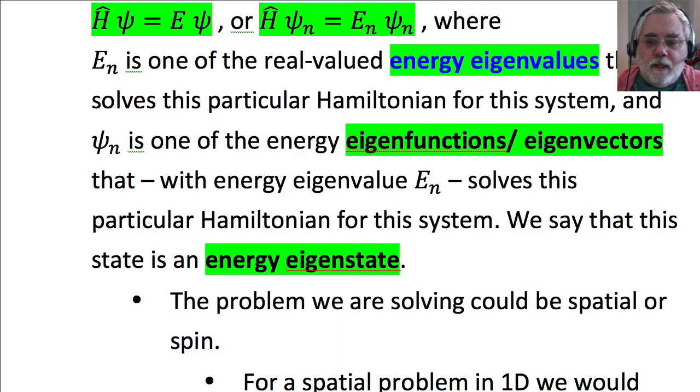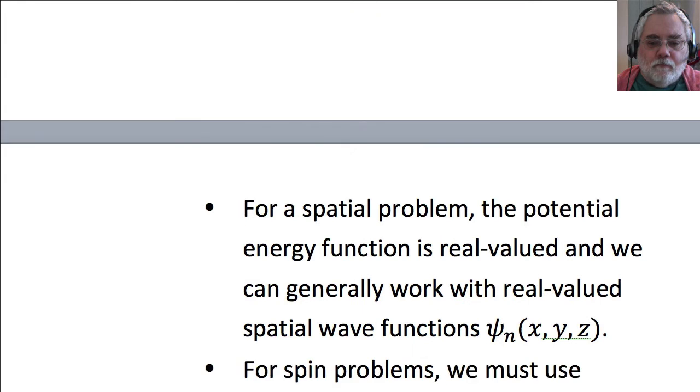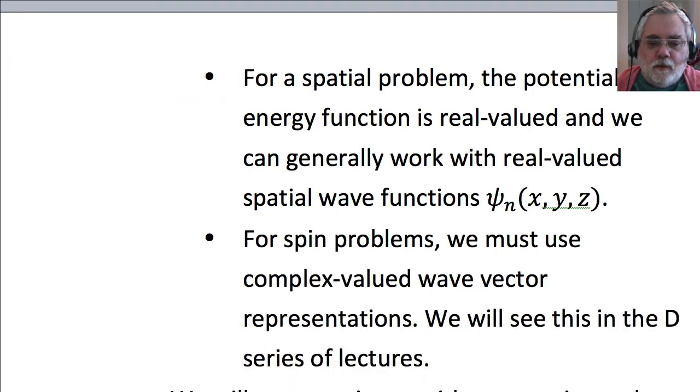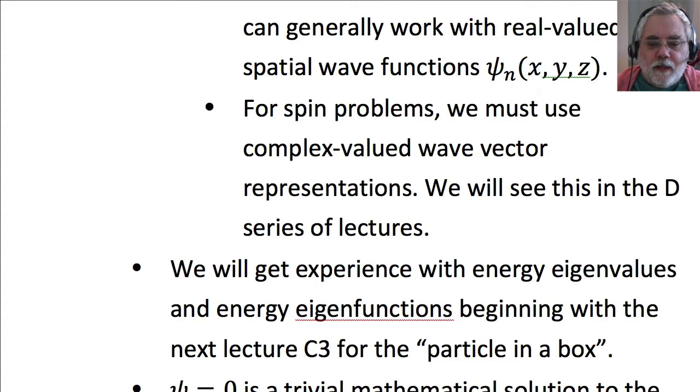The problem we are solving could be spatial or a spin problem. For a spatial problem in one dimension, we would write psi sub n of x. For a spatial problem, the potential energy function is real valued, and we can generally work with real valued spatial wave functions, psi sub n of x, y, and z. For spin problems, we must use complex valued wave vector representations. We will see this in the D series of lectures. We will get experience with energy eigenvalues and energy eigenfunctions beginning with the next lecture, C3, for the particle in a box. So don't give up with this lecture being abstract.